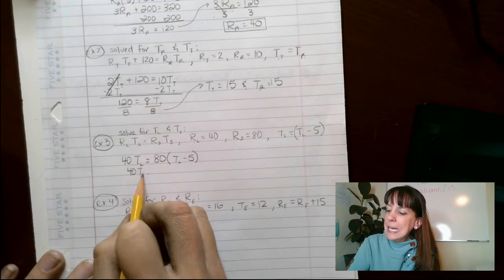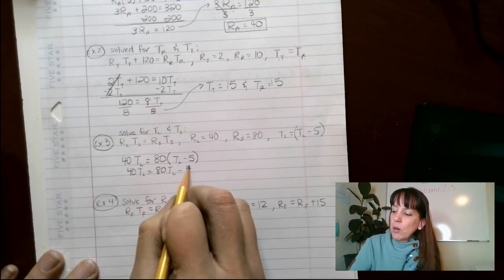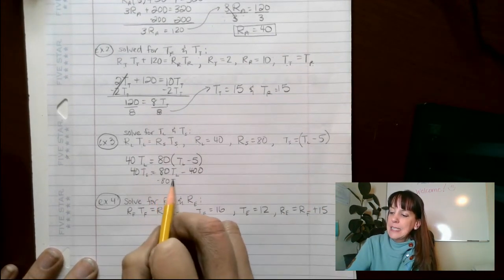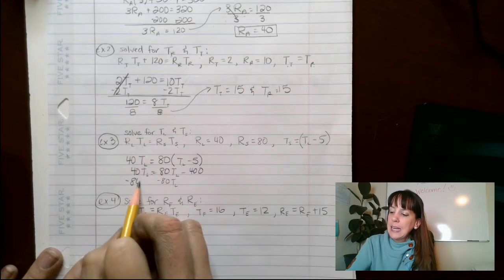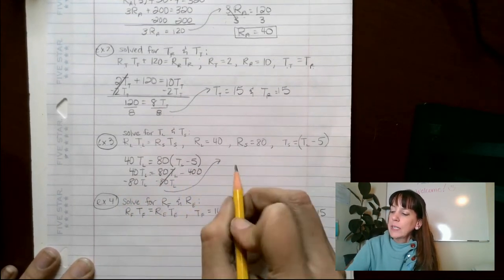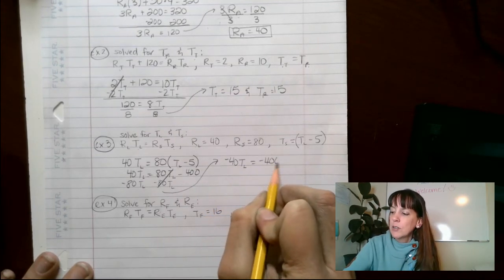So 40 TL equals 80 TL minus 400. I'm going to minus 80 TL from both sides. Minus 80 TL. Then I'm going to do this up here. This cancels out. So I get negative 40 TL equals negative 400.